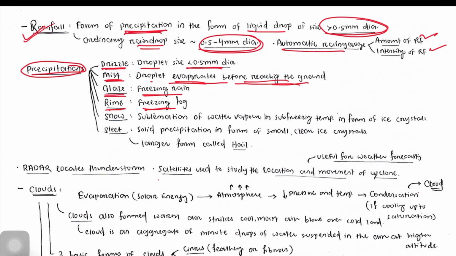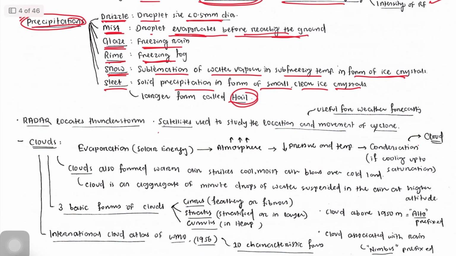Fog means thick water vapor surrounding the Earth or near the Earth. If it is at a soft freezing temperature, then that is called rime. Then snow. Snow means sublimation of water vapor at soft freezing temperature in the form of ice crystals. Then sleet. Solid precipitation in the form of small clear ice crystals. If it is in a bigger or larger form, that is called hailstorm or hail. Okay, so these are different forms of precipitation, and rain is one of them.